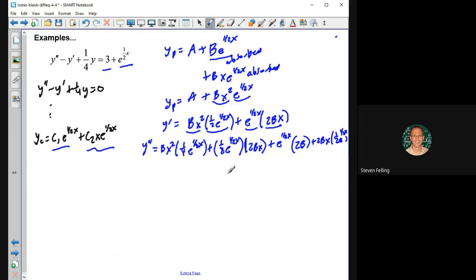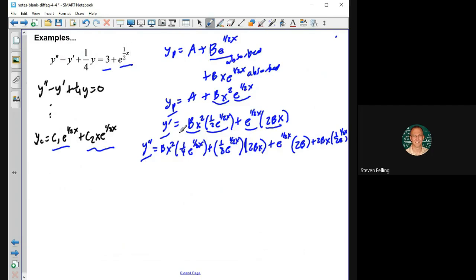Okay. So yeah, let's see if we can combine some terms here. Maybe we can make this a little easier to deal with. Well, you know what? It's all going to come out in the wash anyway. So let me just now plug these three things into the differential equation with the right-hand side established.